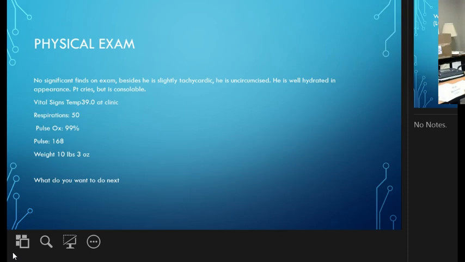His vital signs at your clinic are a rectal temperature of 39.0 now, up from the 38.5. The respirations are at 50. Pulse ox looks good at 99% on room air. The pulse, 168. And his current weight is 10 pounds and 3 ounces. So he's gained at least a couple of pounds since birth. So that's pretty good. So what do you want to do next?